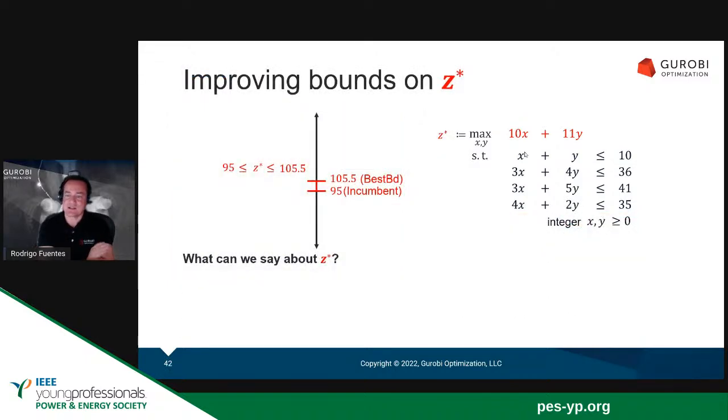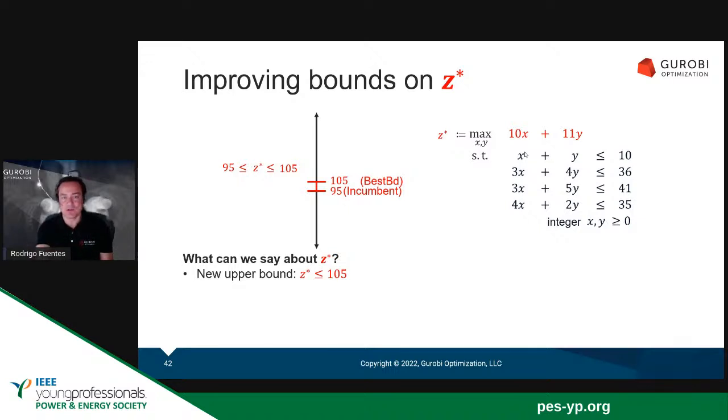In this case, what happens? We know that our solution is 105 for the LP relaxation. That's the upper bound. But we also know, what else do we know? What do we know about the incumbent? You see the upper bound went from 105.5 down to 105. So we improved a little bit the bound.